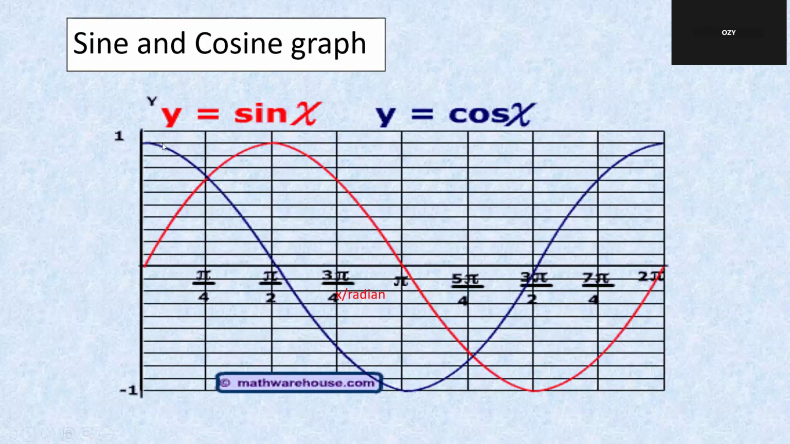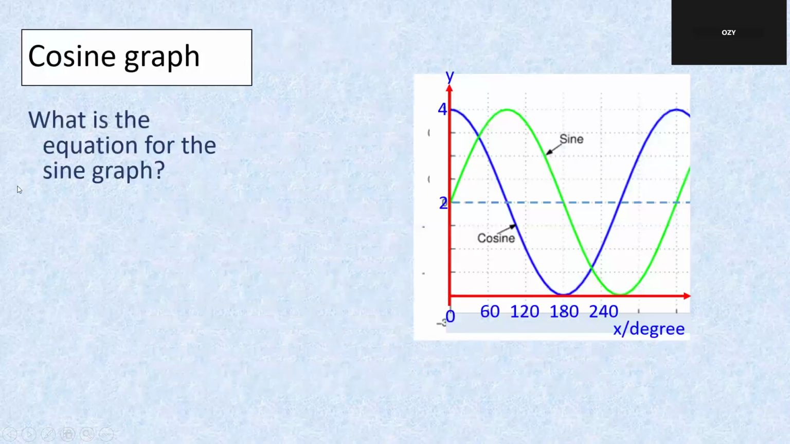Okay. That's your summary of your sine graph. This is your sine graph, the red one. This is your cosine graph. What is the equation of the sine graph? The green one. What is the equation?